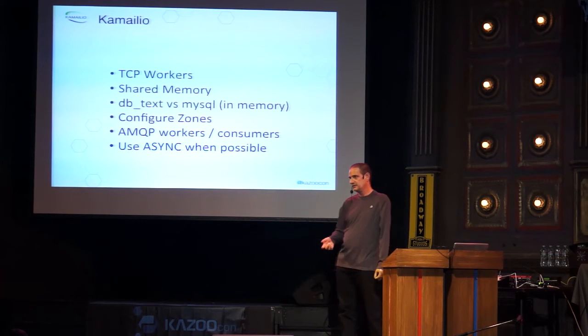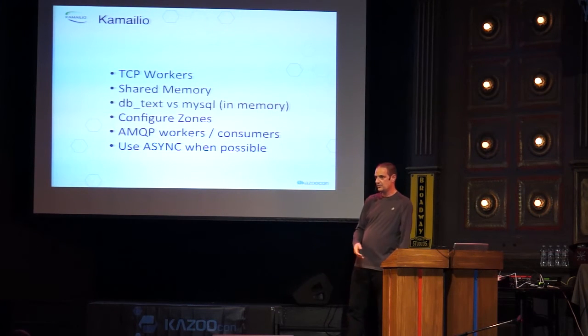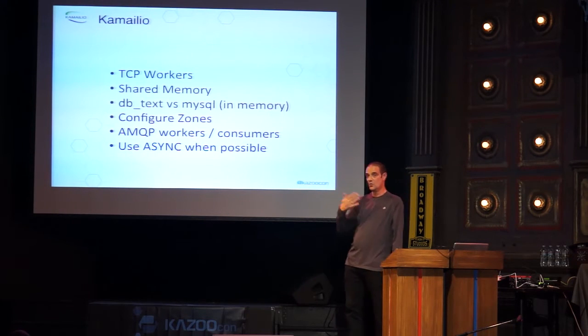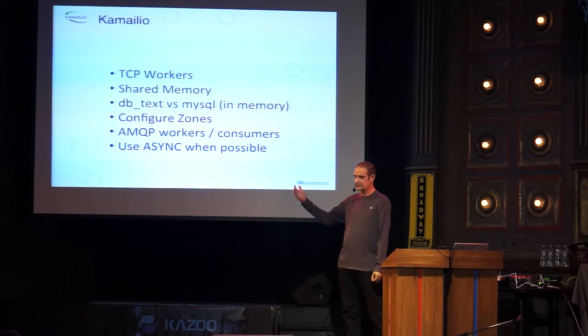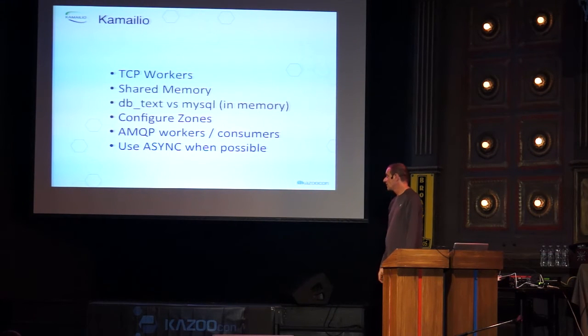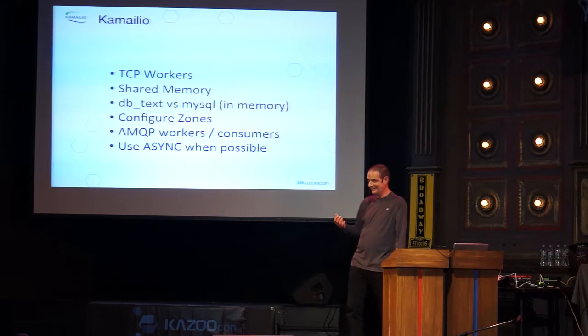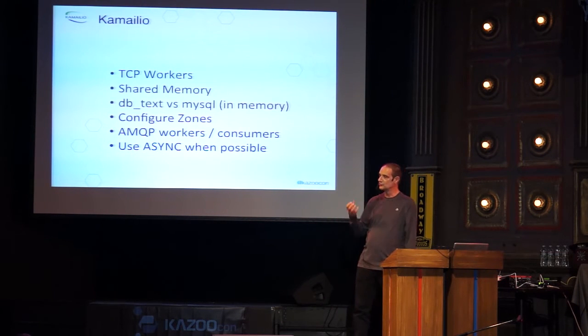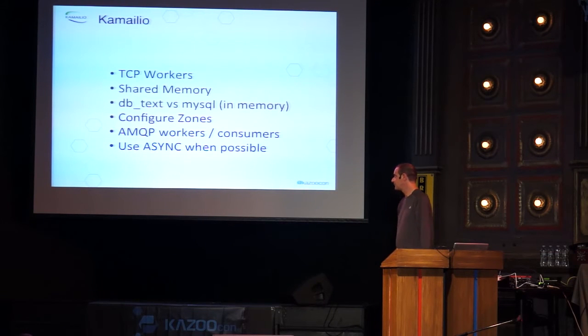Kamailio now supports zones within AMQP. So you can have the zones that you want with one or more connections to each zone. Of course, you'll have to look at your AMQP workers and consumers, which we have differentiated so that we can optimize how we consume the messages that are directed to Kamailio. And also use async when possible. Okay?